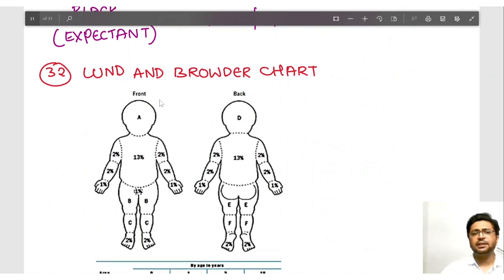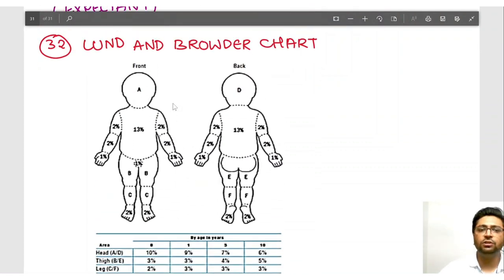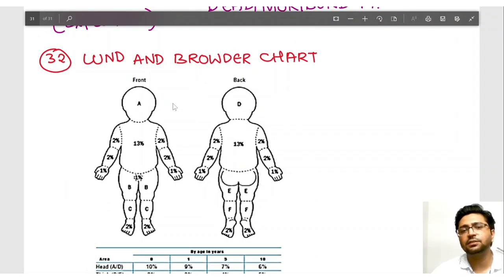The last question which has been given is regarding the Lund and Browder charting for burns. So you can go through this. So remember this is for the burns.